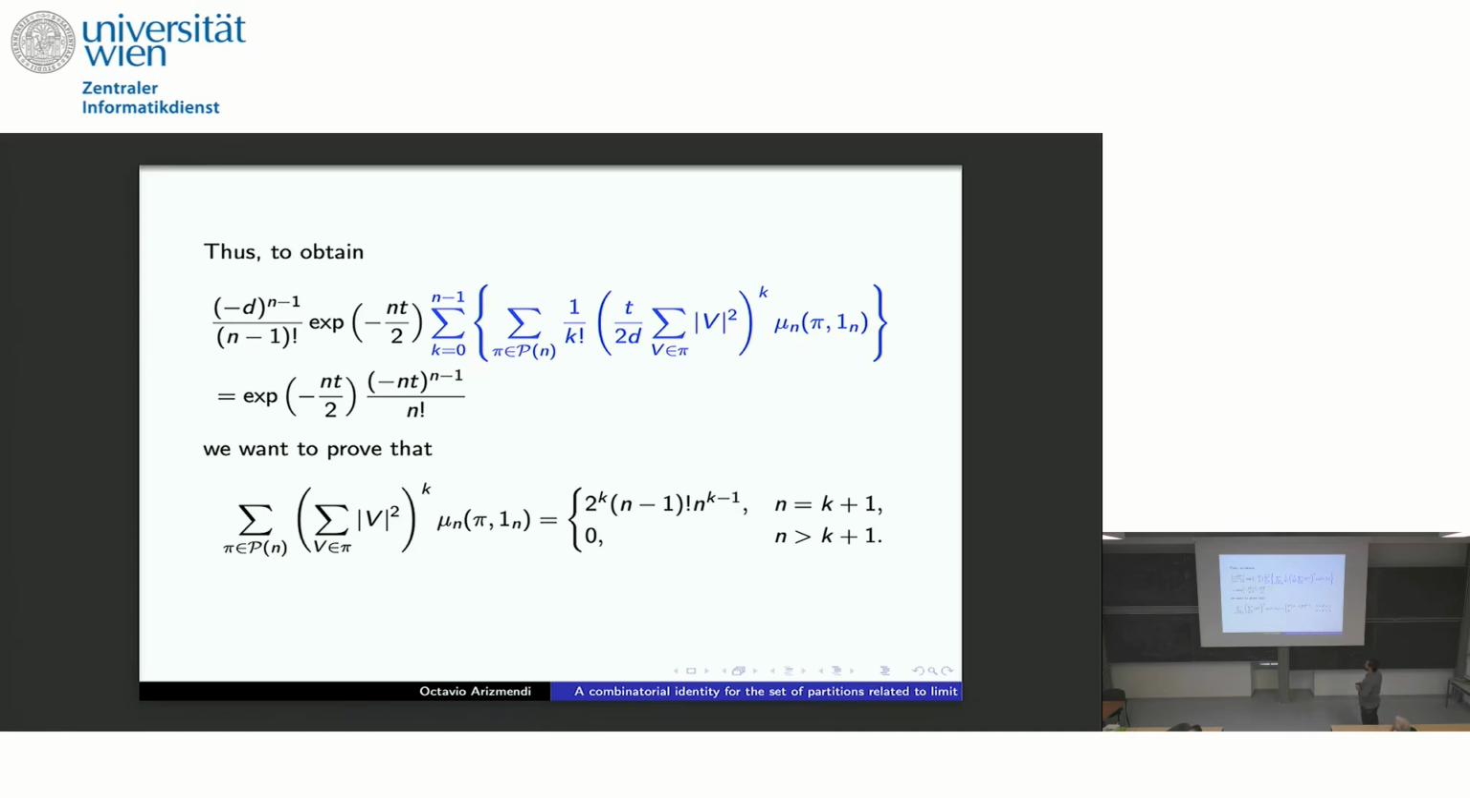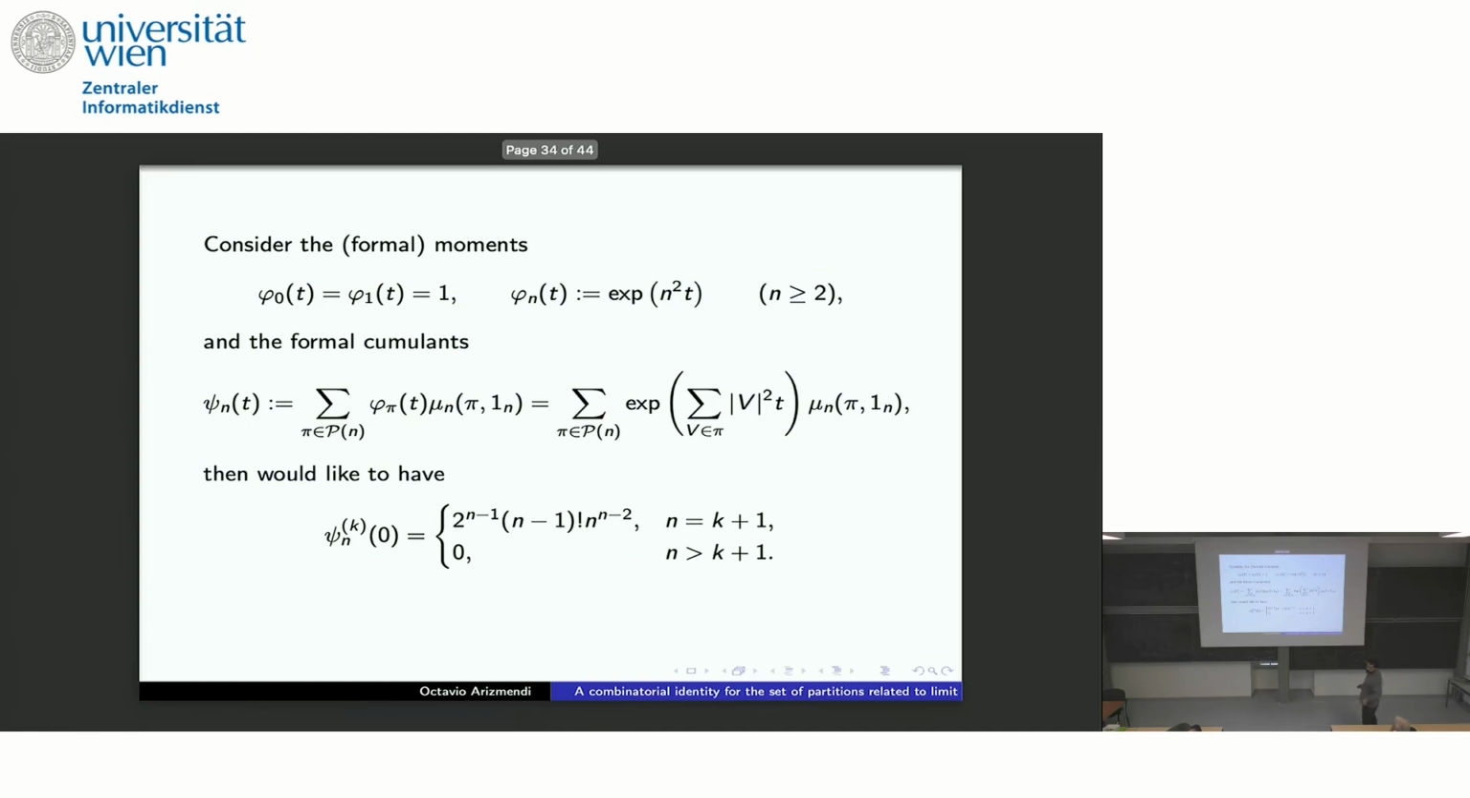And the idea is as follows. So you put some cumulants which are formal, depending on t, which are exactly given by this. The zero moment is of course 1, the probability measure. The first moment is 1, and the nth moment is this. This is all formal. I don't claim that this is a real probability measure.